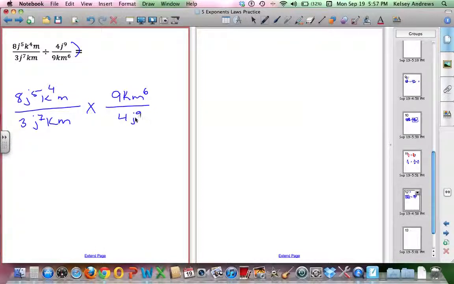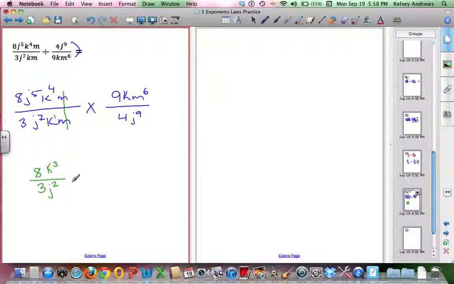Okay, so now that we've taken care of that, we can simplify it just like the last one. If we look at our first fraction, 8/3, you can't reduce that at all. They have no common factors, so we'll leave our coefficients the same. That's j to the 5th over j to the 7th, so we have more in the denominator. We're going to subtract, so 7 minus 5 gives us j squared in the denominator. That's k to the 4th over k to the 1st, so we do 4 minus 1 to get k cubed in the numerator. And then our m's cancel because they're both m to the 1st power.